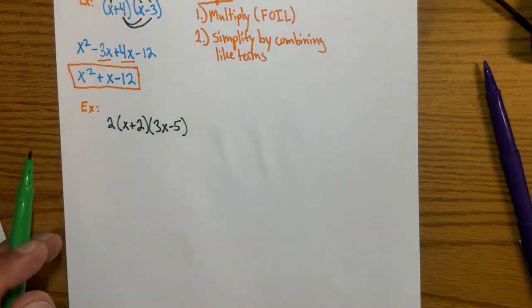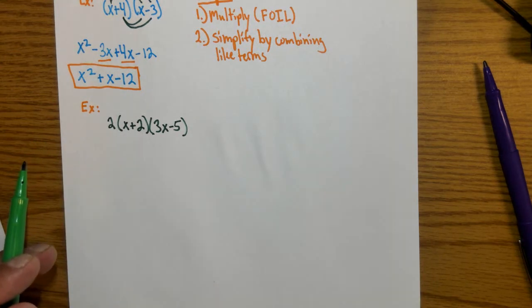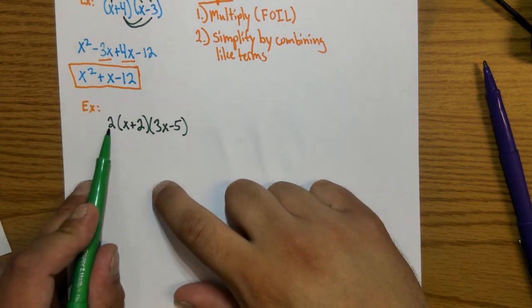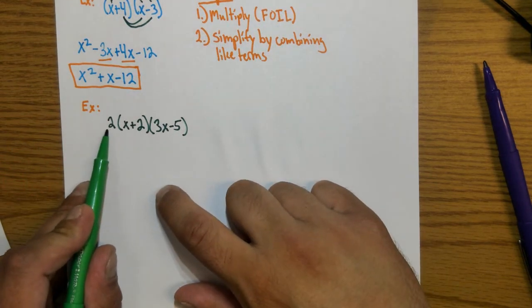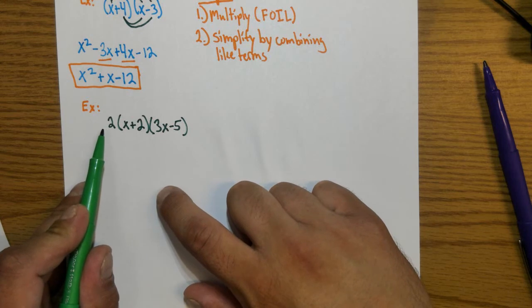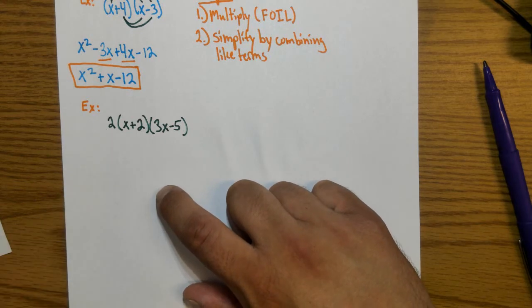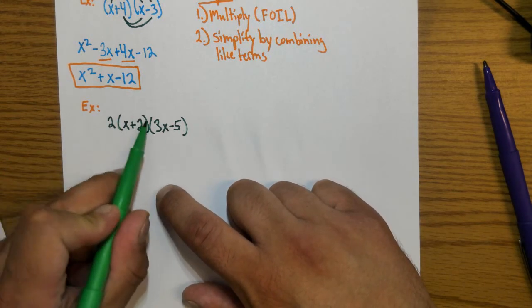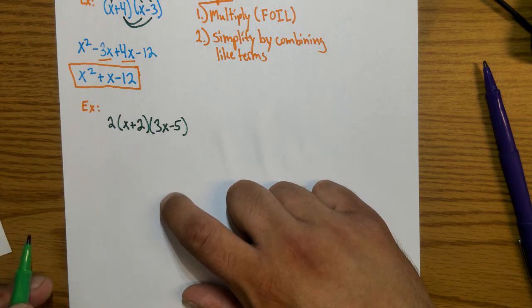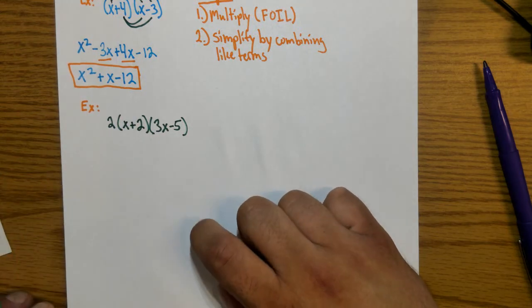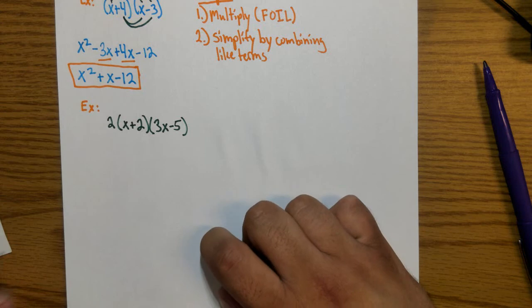Now, let's remember how we multiply things together. First, you want to take a look at this 2. What we might want to do with this 2 is multiply it to all 4 of these terms. That is incorrect to do, though. We only want to multiply it to one factor.